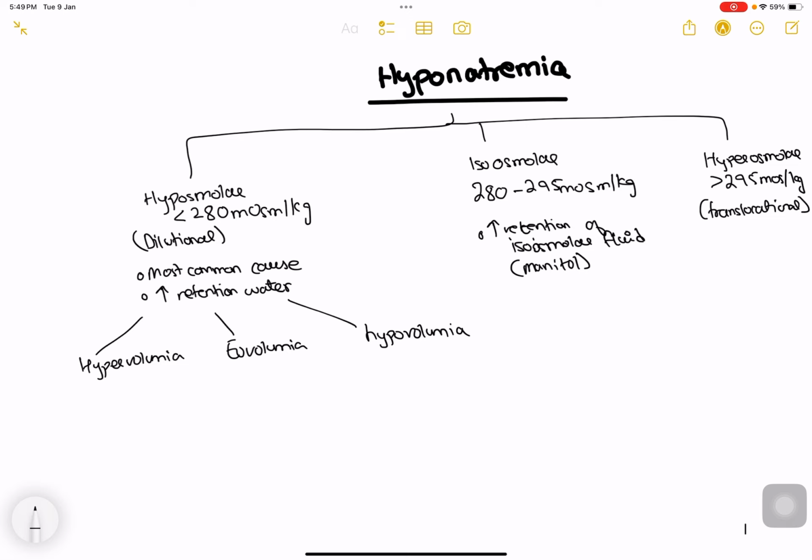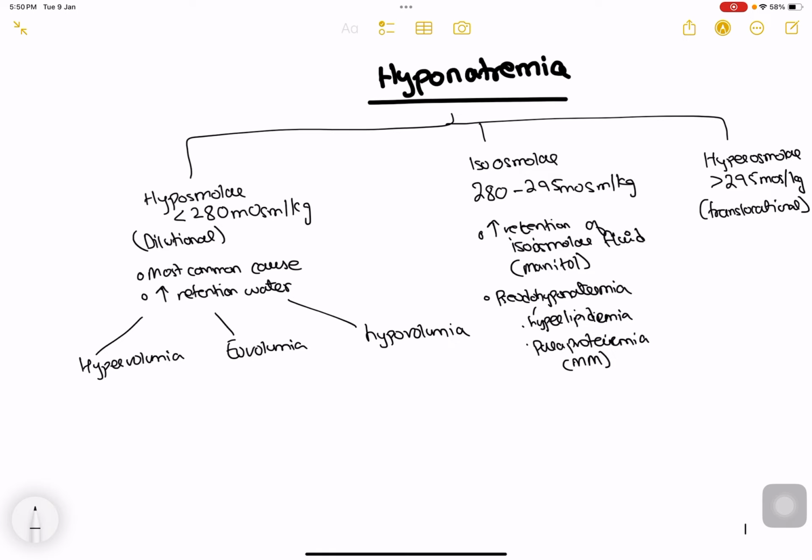Okay, and there is another reason, that is pseudohyponatremia. What is pseudohyponatremia? It is a lab artifact seen with severe hyperlipidemia, and it could also be seen with paraproteinemias, that is multiple myeloma. Okay, and then in hyperosmolar, there is a serum osmolarity of more than 295.